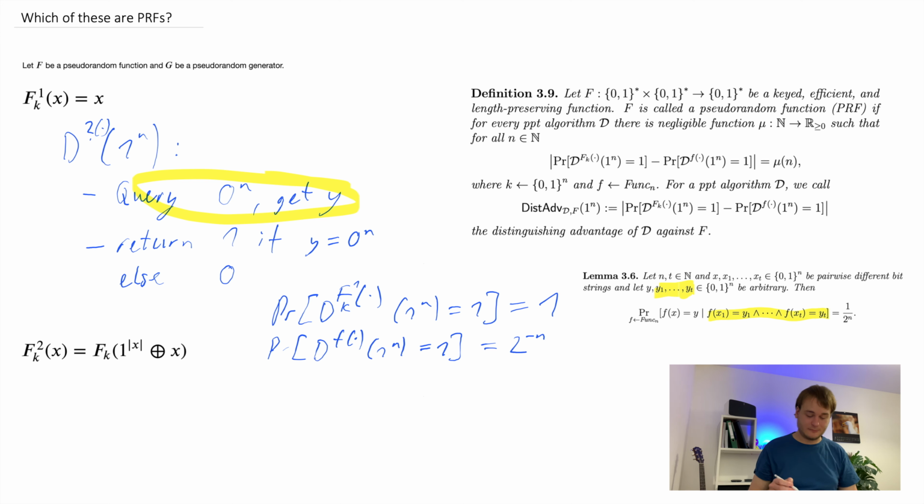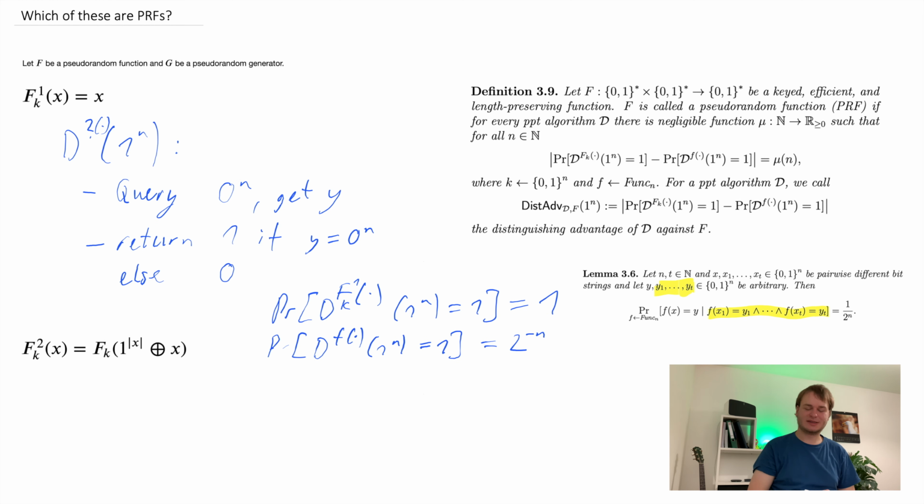Okay, and then we're essentially done, because if we take the difference of these two probabilities here, then this difference is clearly not negligible. It's almost 1. So this is very small, this is very large, as far as probability goes. Good. That's the first function. Let's take a look at the second function.